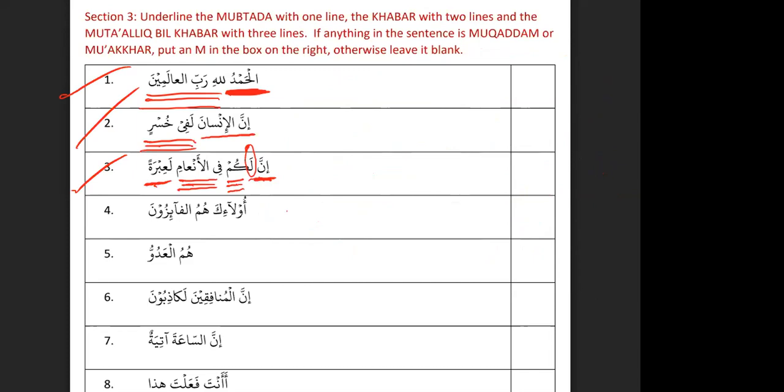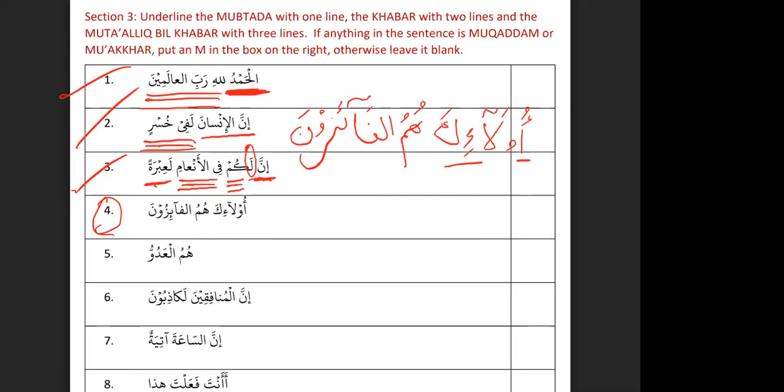Then the next one, number 4. Ulaika humul faizun. Like Mubtada 1, this points to Mubtada 2. These are both Mubtadas, 1 and 2. And al-faizun is the khabar: it is ism, it is rafa, it is proper, and it is giving you information. So this will be your khabar. You have 2 lines under khabar, right? Yes. Those are the ones that are the truly successful ones.